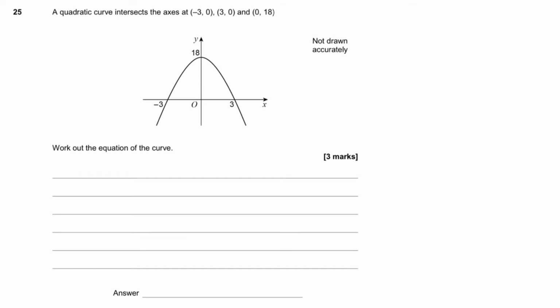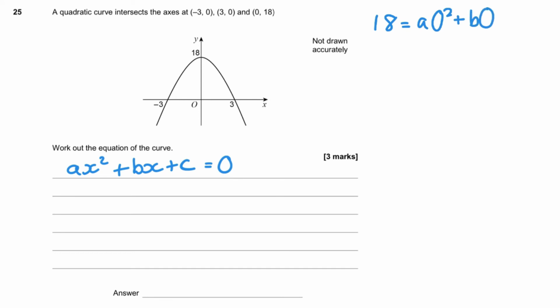So the equation of the curve is going to be in the form ax squared plus bx plus c is equal to 0 because we know it's quadratic. So using the points that we've been given, we can work out these letters. So when y equals 18, x equals 0. So we've got a times 0 squared plus b times 0 plus c. So 18 is going to equal 0 plus 0 plus c. So our c value must be 18.